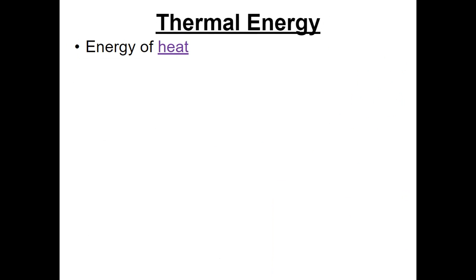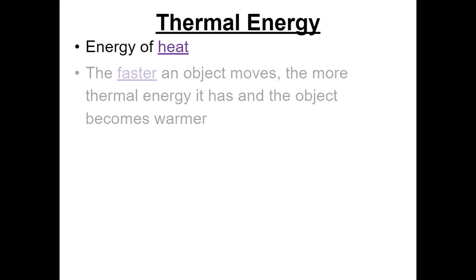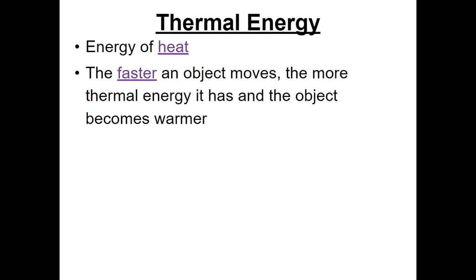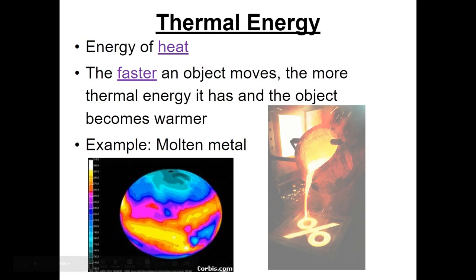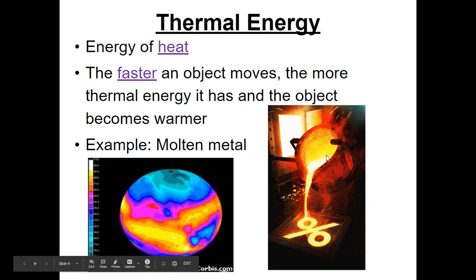Next, we have thermal energy. Thermal energy is the energy of heat. The faster an object moves, the more thermal energy it has, and the object becomes warmer. An example is molten metal. So on the right, you can see we have molten metal being poured into a form here.